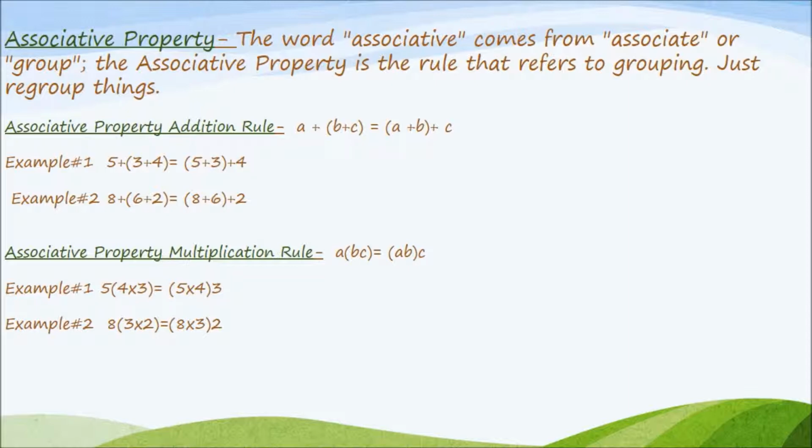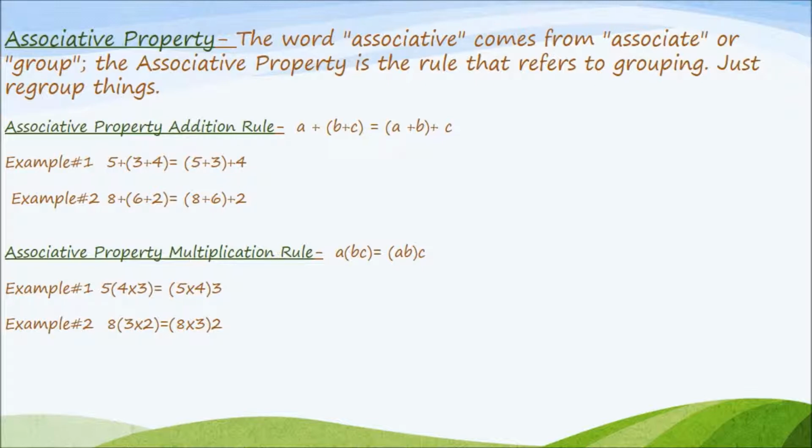Okay, let's talk about the associative property. The word associative comes from associate or group. The associative property is a rule that refers to grouping. Just regroup things. Now, let's talk about the associative property addition rule. It states that a plus the parentheses of b plus c is equal to the parentheses of a plus b, plus c. Example 1. If we had 5 plus the parentheses of 3 plus 4, it will be equal to the parentheses of 5 plus 3, plus 4.